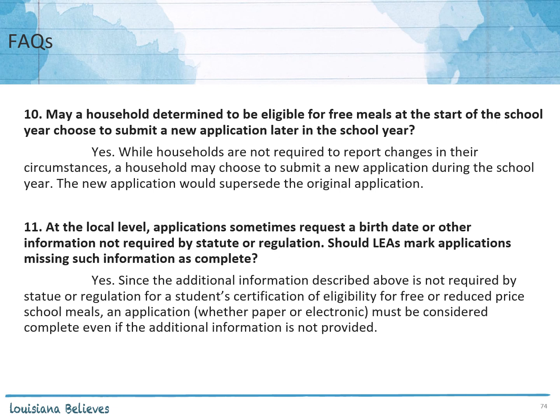Number 10. May a household determined to be eligible for free meals at the start of the school year choose to submit a new application later in the year? Yes. While households are not required to report changes in their circumstances, a household may choose to submit a new application during the school year. The new application would supersede the original application.